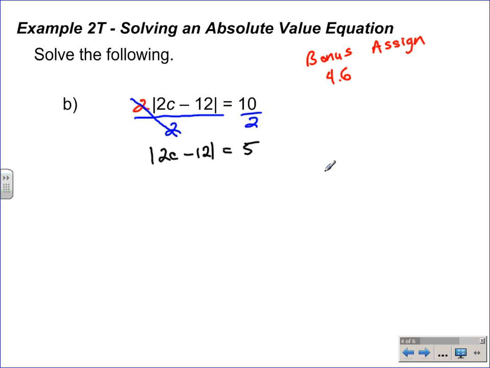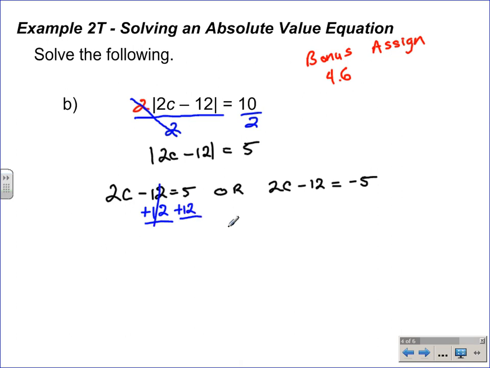So now, to solve this, it's just like I did in part A. I'll have to write this as the compound equation: 2c minus 12 is equal to 5, or 2c minus 12 is equal to a negative 5. So now it's time to solve these equations. To solve these equations, we'll add 12 to each side. Adding 12 to each side on the left equation will give 2c is equal to 17.